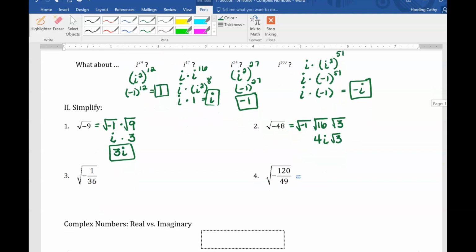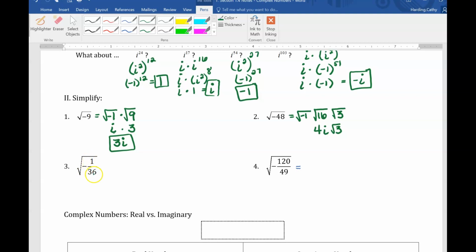In fraction form, we're just taking the square root of the top and the square root of the bottom. So this is still the square root of -1 times the square root of 1 over 36. So this is i. The square root of 1 is 1, and the square root of 36 is 6. So this is 1/6 i, or i over 6.